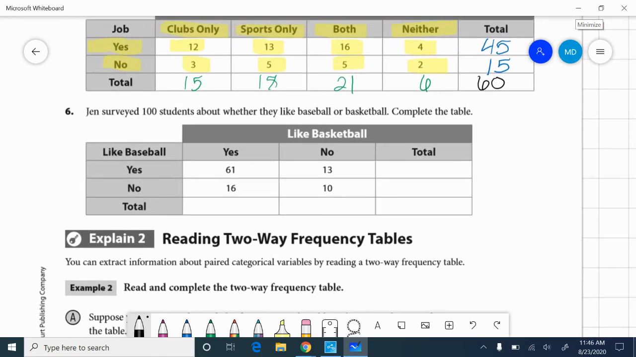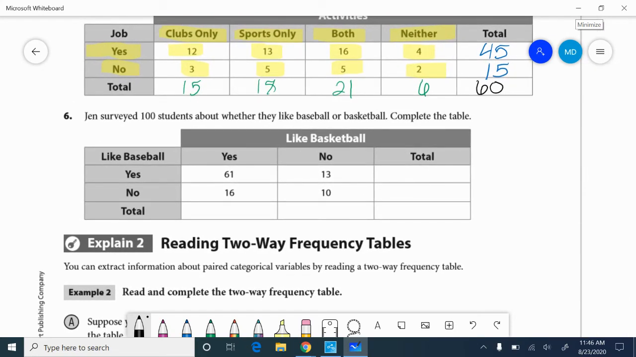Jen surveyed 100 students about whether they like baseball or basketball. Complete the table. All right, so our data is filled in. If you add the yeses, it's for liking baseball. Oh, wait, I see. Okay, it's a little bit weird. So we're liking baseball, yes or no, and then like basketball, yes or no. So if I add the top row, 61 plus 13 is going to be 74. And adding the next row, 16 plus 10, 26.